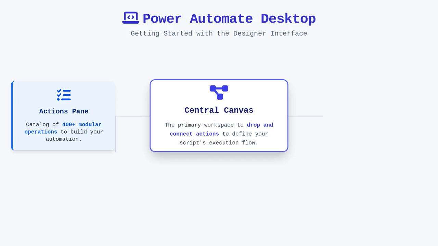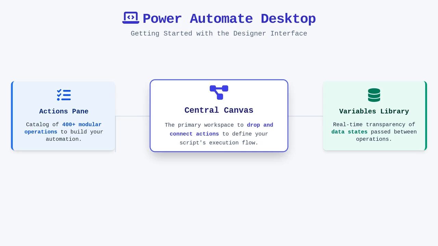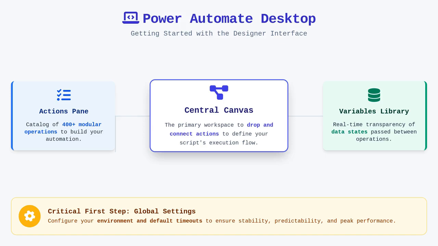To the right, the variables library keeps track of the data states, providing transparency into what information is being passed between operations at any moment. Understanding these quadrants is fundamental because it allows you to maintain focus while building increasingly complex logical chains. Before you drag your first action, spend a moment in the global settings to define your console environment and default timeouts. These configurations ensure that your flows interact with the underlying operating system in a predictable, stable, and performant manner.